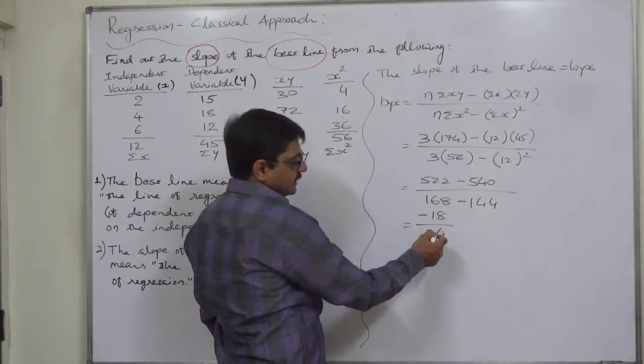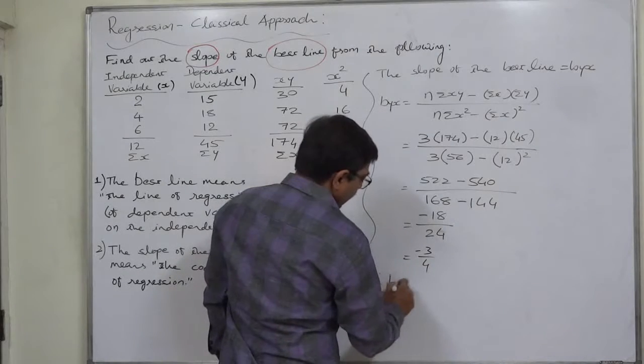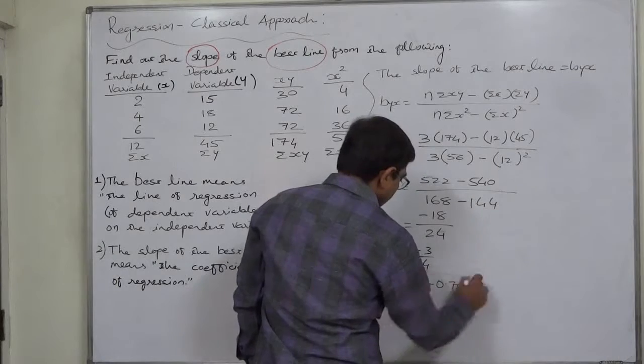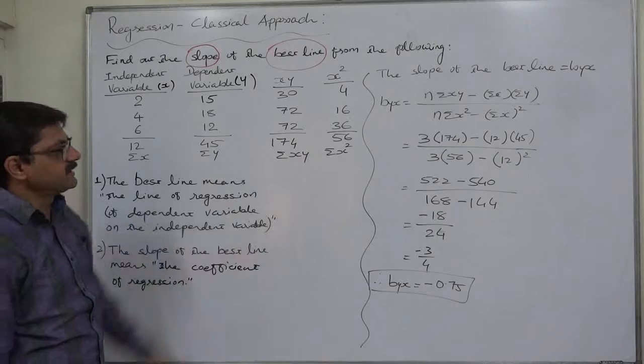6 3s are 18, 6 4s are 24. So byx is negative 0.75 or negative 3 by 4. So this is the slope of the baseline for the given case.